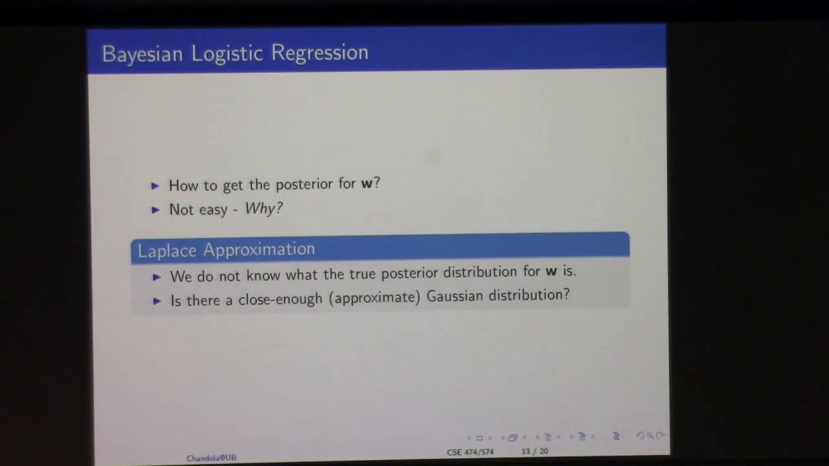So there is no way you can get a direct form for your posterior. Just mathematically, if you want to look at this problem, here is the problem.